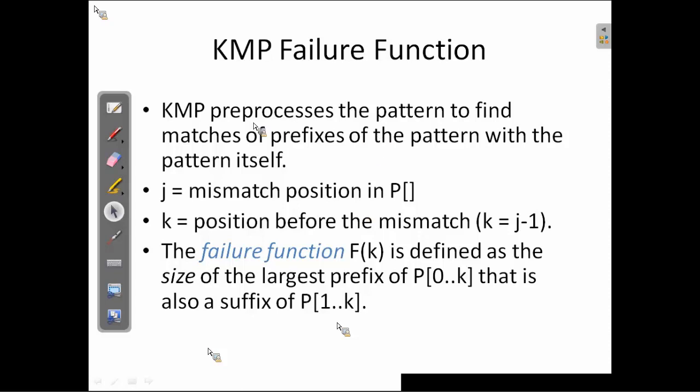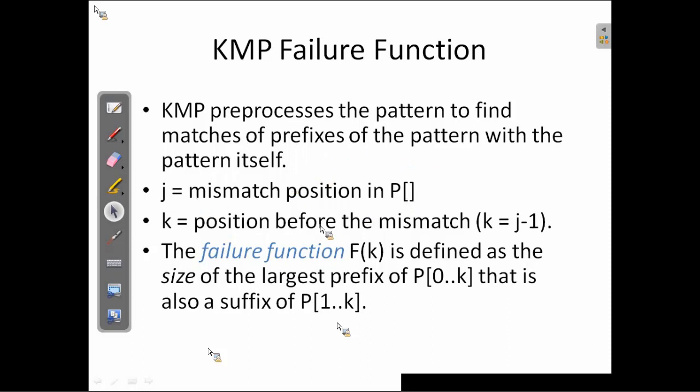Okay. Now how does KMP work? There is a bit of pre-processing which KMP does. Pre-processing means the pattern is pre-computed. We do something to the pattern to ensure that we know how much of the prefix is the same as the suffix and all of that. So KMP pre-processes the pattern to find the matches of the prefixes of the pattern with the pattern itself. What are the prefixes of the pattern which are matching with the suffix?